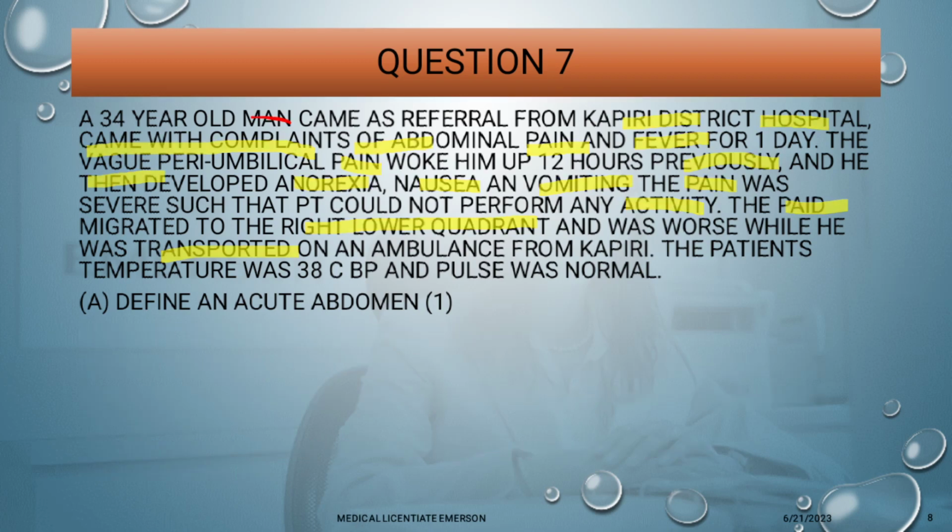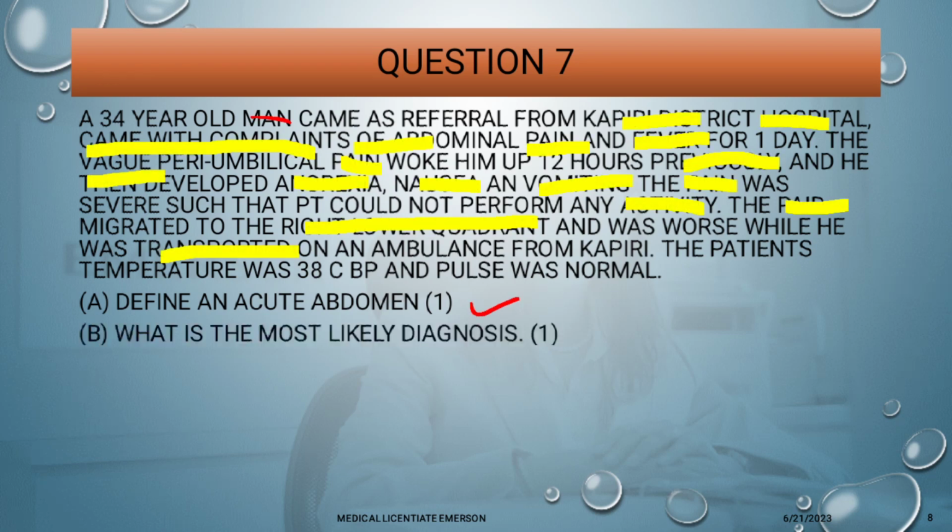So I think you can go back. So define acute abdomen. So acute abdomen is a life-threatening condition that has developed in a short period of time and has abdominal pain which needs surgical intervention. But remember, not all acute abdomen requires surgical intervention, but it has abdominal pain that may need surgical intervention.